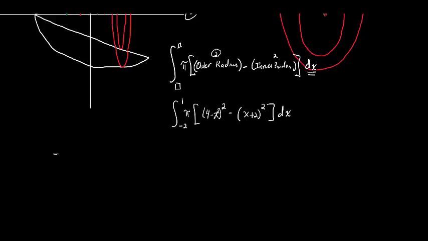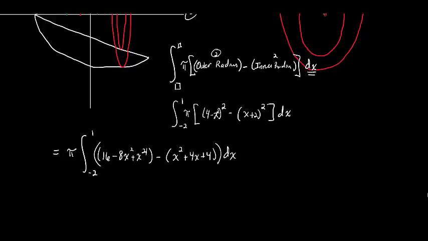So now let's go ahead and clean this up a little bit. We're going to expand from -2 to 1, 4 minus x squared, squared. Sorry, this was 4 minus x squared, squared. So we're going to have 16 minus 8x squared plus x to the fourth. And then we're going to subtract x squared plus 4x plus 4, because that's this guy squared. And this is all integrated with respect to x.